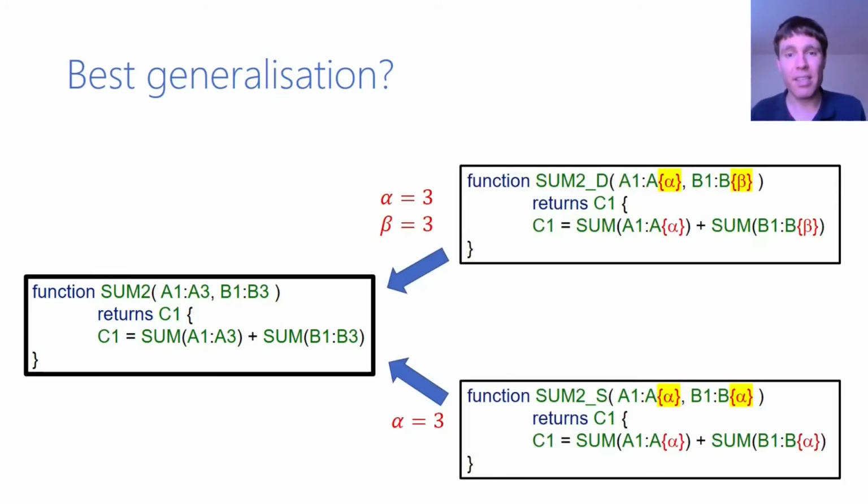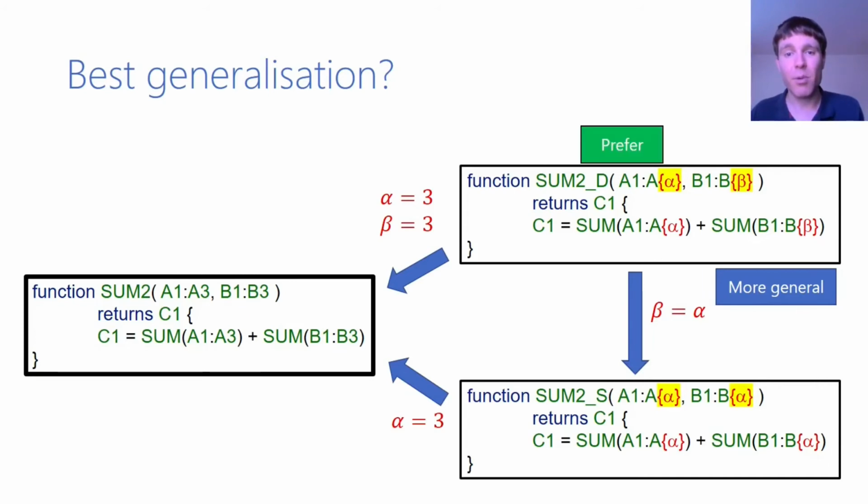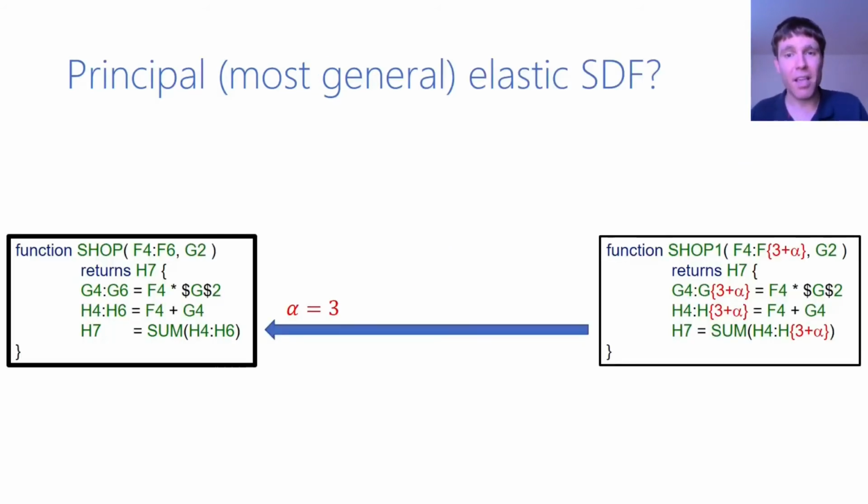Sum2D allows the arrays to be different lengths, alpha and beta, while Sum2S requires them to be the same length, alpha. We say that Sum2D is more general than Sum2S, since it can be converted to Sum2S by substituting for the length variables. We prefer Sum2D to make sure we generalize as many degrees of freedom in the original SDF as possible. So given an SDF like SHOP, if there's a well-defined generalization that is more general than all the others, which we call principal, that's the one we want.